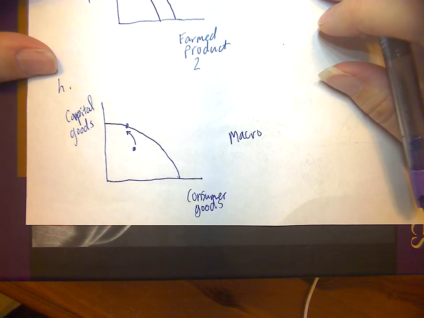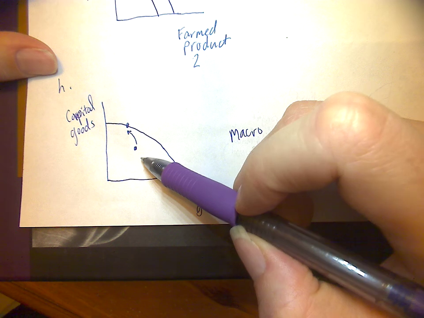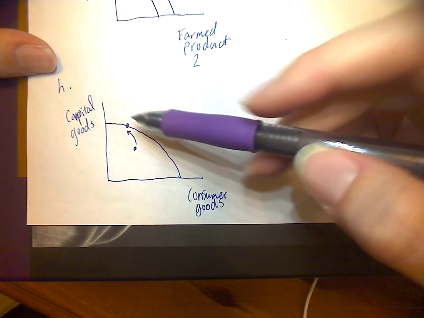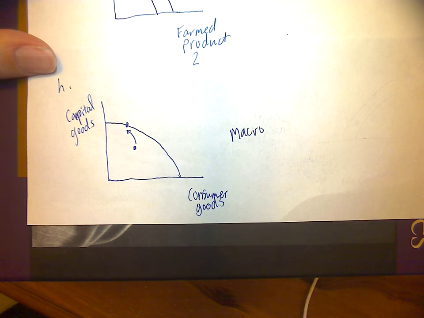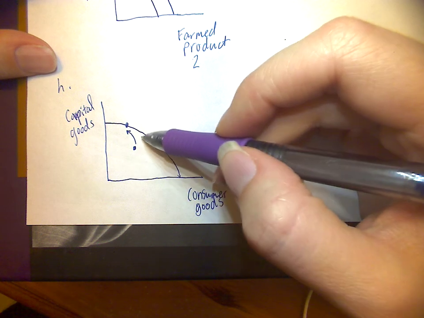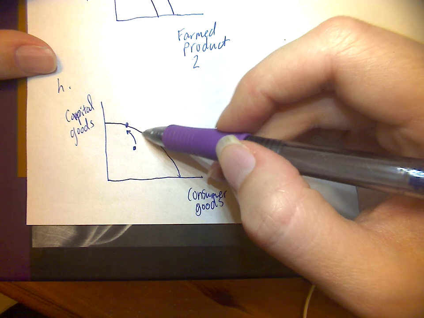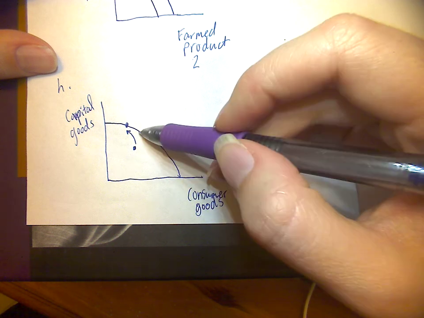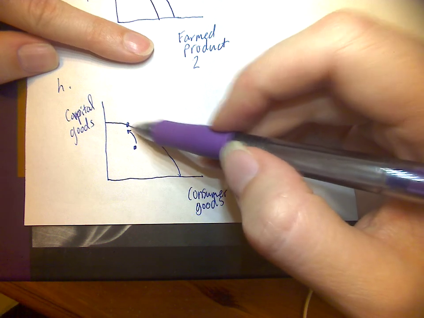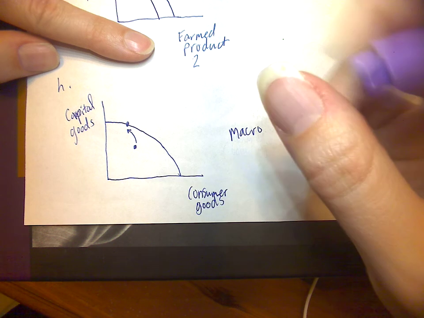Okay, and part H, mild recession. So you start out inside the PPF, okay? And recession is a macro word, so this is macro. We have capital goods and consumer goods. New development in computer technology caused many businesses to invest in new computer systems. So they're switching from production of more consumer goods to wanting to buy more capital goods because this new technology exists.